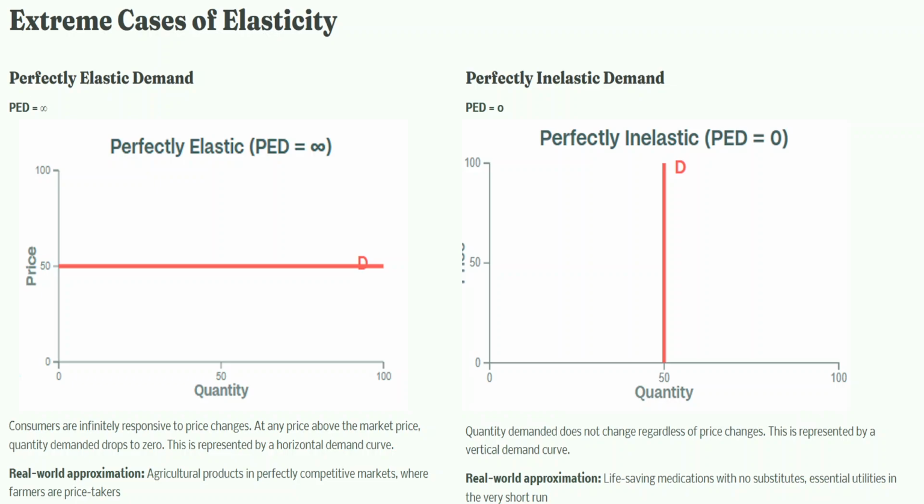Second, perfectly inelastic demand. Quantity demanded does not change regardless of price changes. This is represented by a vertical demand curve. Real-world approximation: life-saving medications with no substitutes. Essential utilities in the very short run.